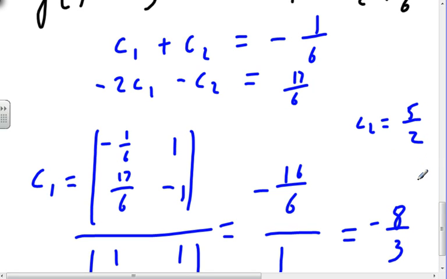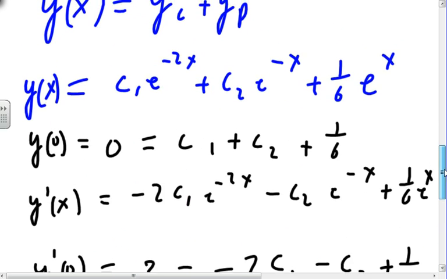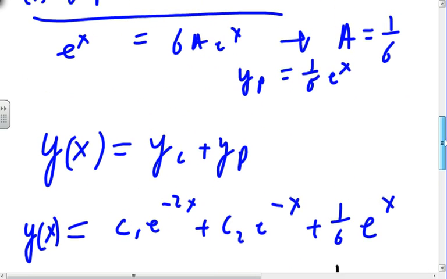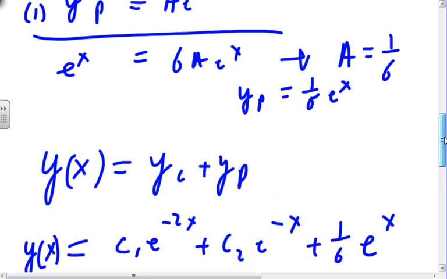Okay, so minus 8 thirds plus 5 halves equals minus 1/6 minus 2 times minus 8 thirds minus 5 halves equals 16/6. Okay, so that's right. So now I'm ready for my final answer, I think. Am I? No, I haven't found y sub p. Have I found y sub p? Yeah, I found y sub p.